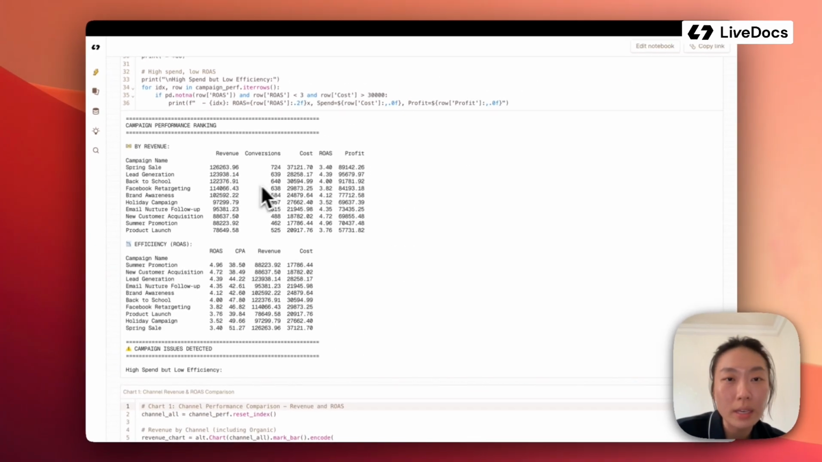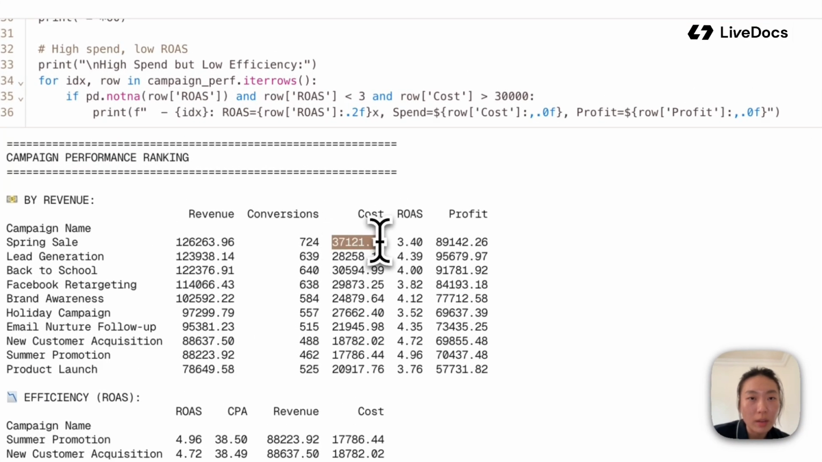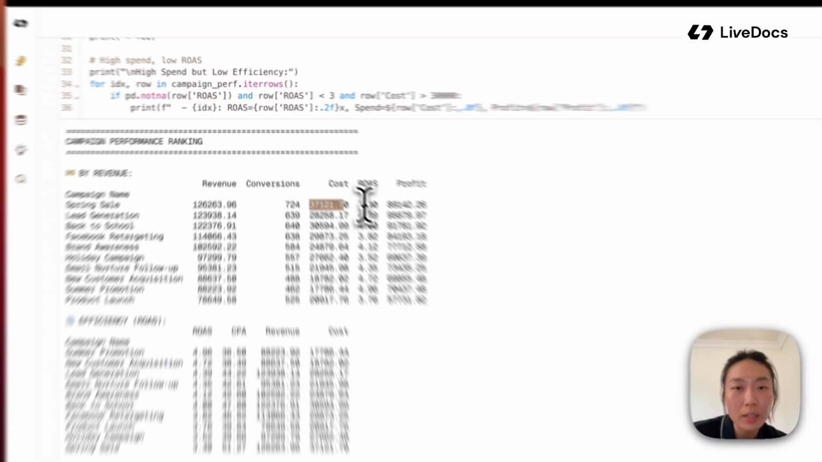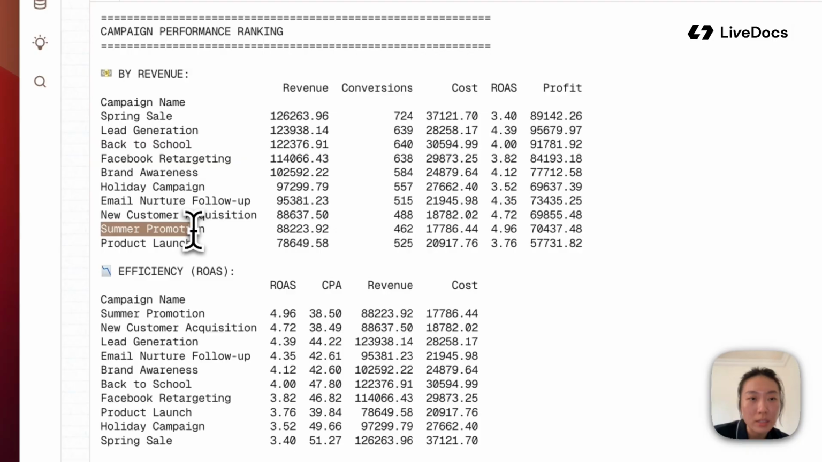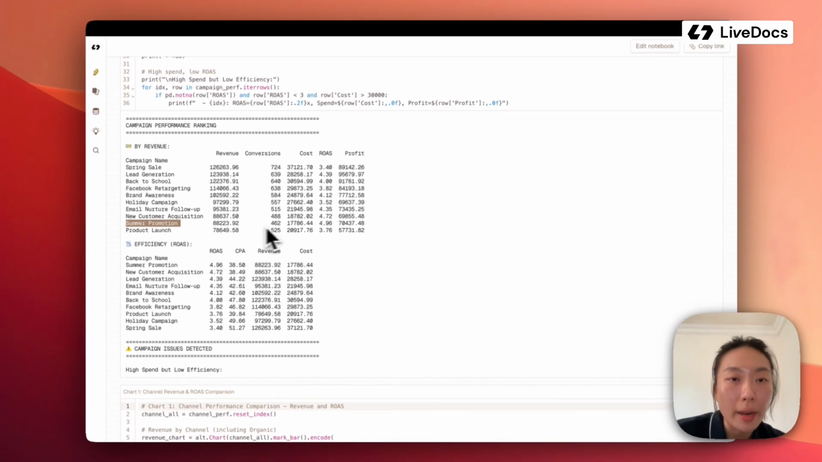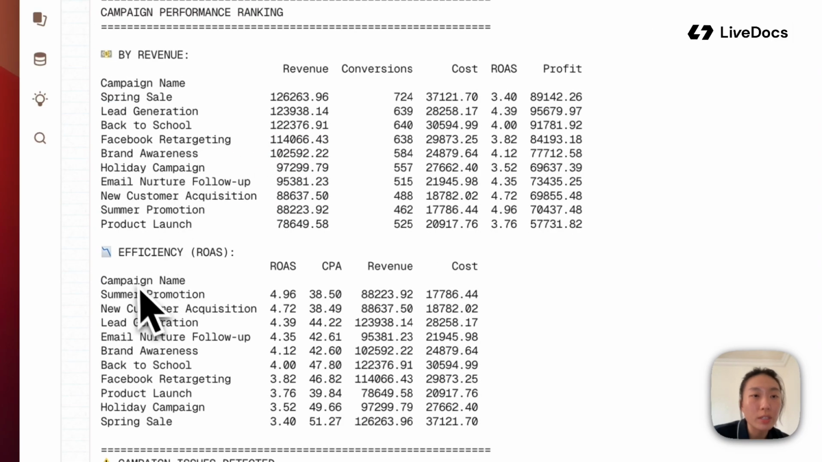And from this we can see the highest campaign cost being spent here. It's this one, the spring sale. And then the return on ad spend, it's actually this one. Summer promotion has the highest return on ad spend. So that's good analysis. And then conversion, the highest is the spring sale. And the revenue obviously is this one. And on efficiency, as we mentioned, summer promotion has the highest return on ad spend. So the summer promotion campaign is performing really well.